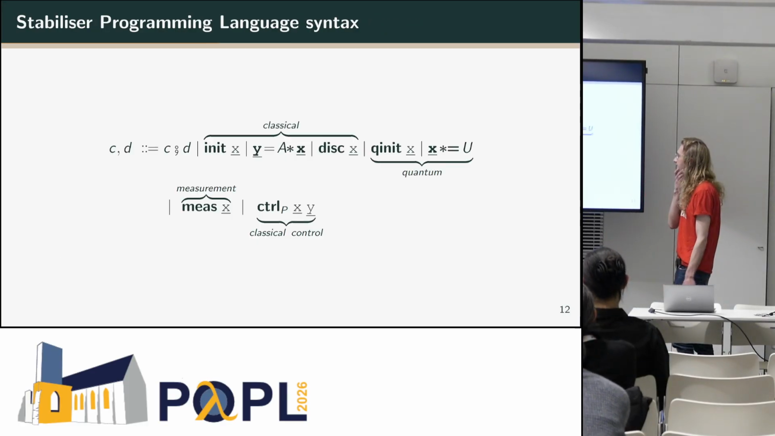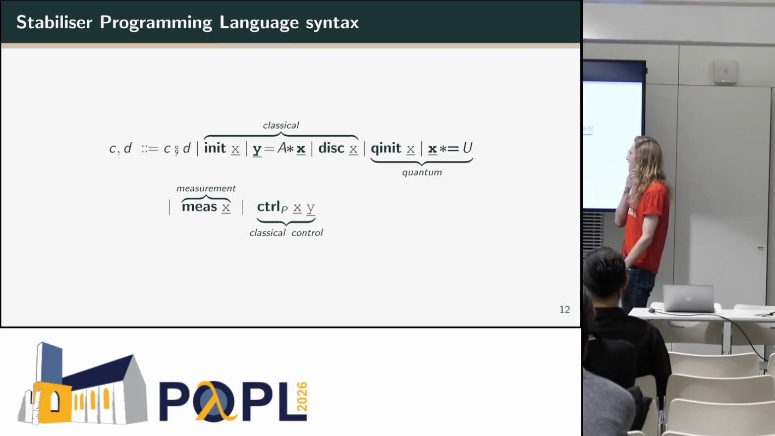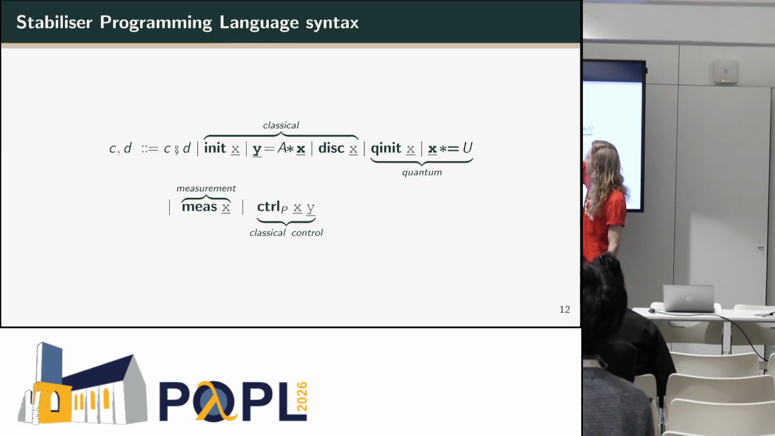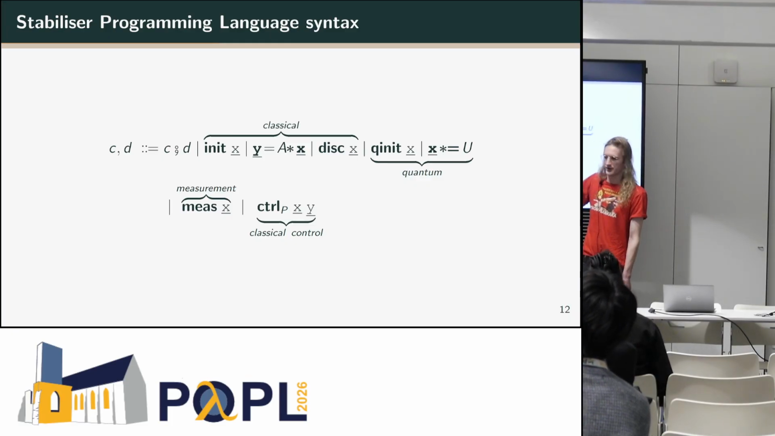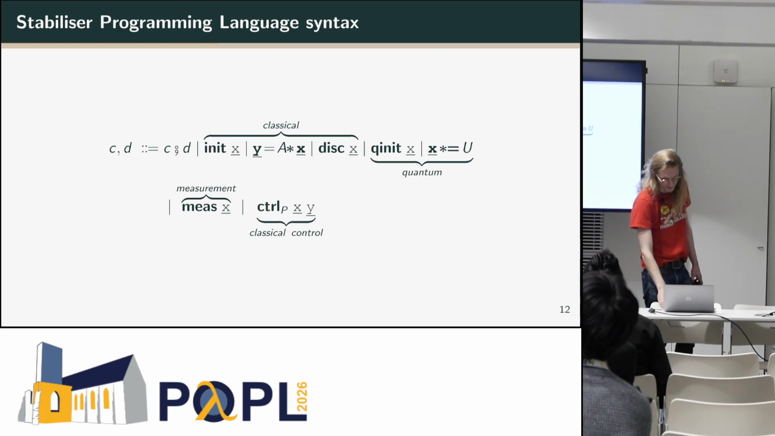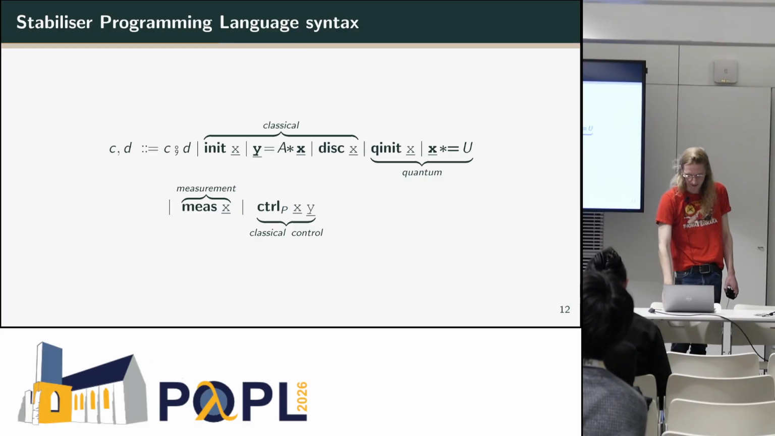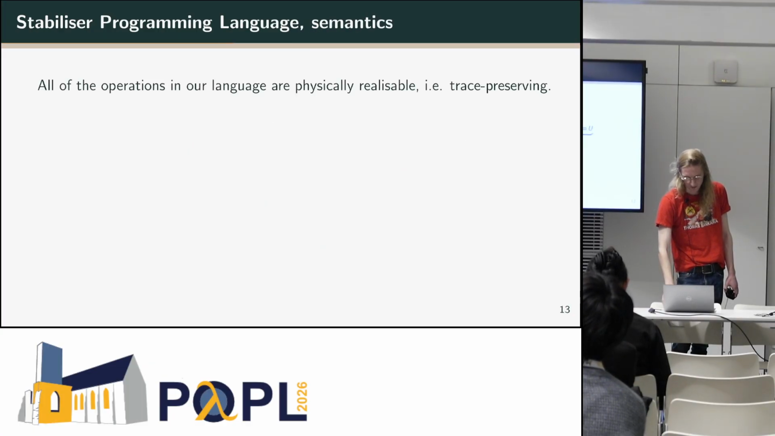So let's revisit this language that I described earlier. All of the operations in this language were described on the previous slides. We have all of the classical things, the quantum things, and their interaction. But the question is, what is the denotational semantics of this language precisely? Like, what exactly do we generate?